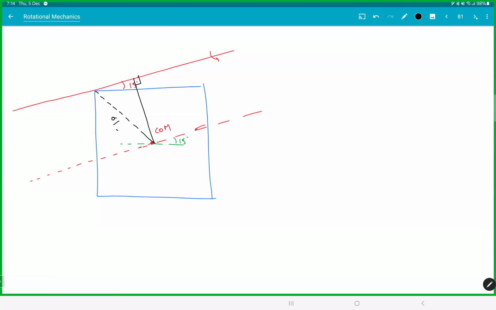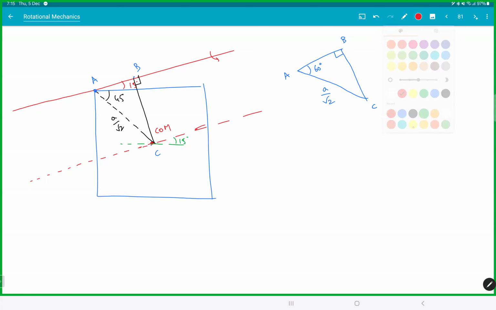This will be a by root 2, and this angle is 45. You can clearly see that this angle is 60 degrees. So if I take these points A, B, and C, BC is the perpendicular, and this angle becomes 60 degrees. That's the reason: 15 plus 45 becomes 60. And this is a by root 2. This will be the perpendicular distance D, which is a by root 2 sine 60.